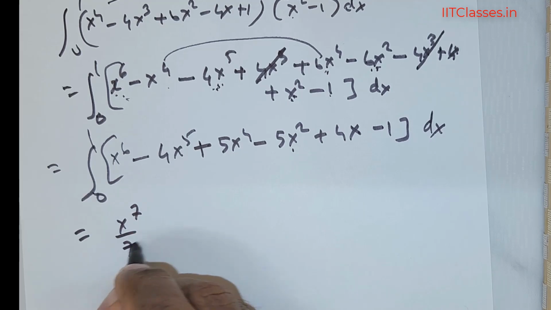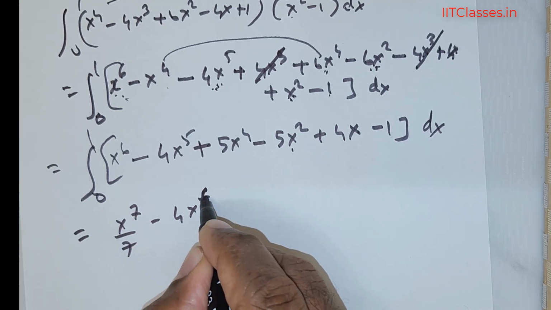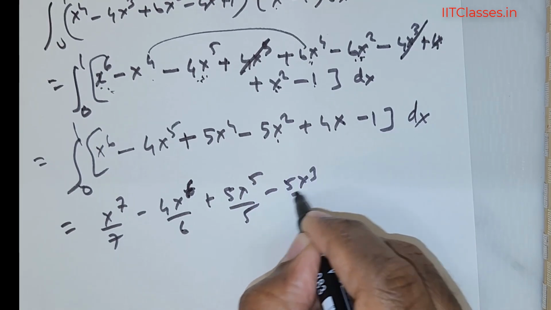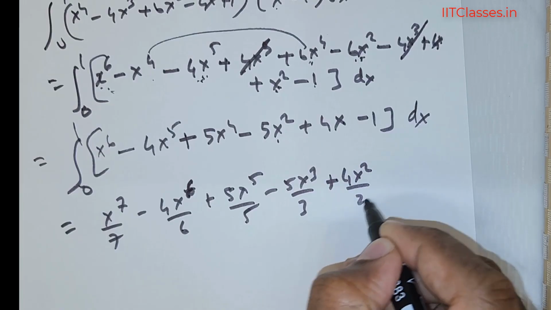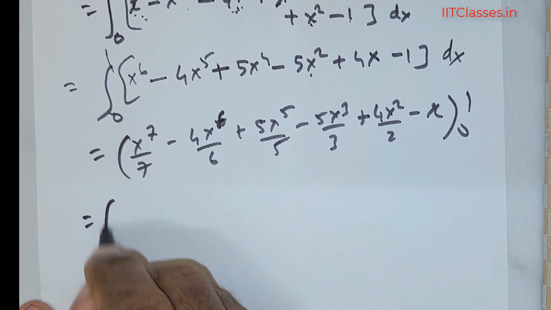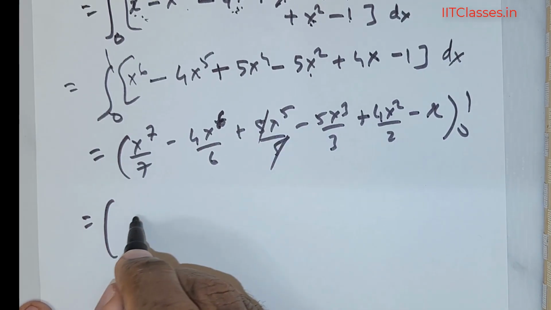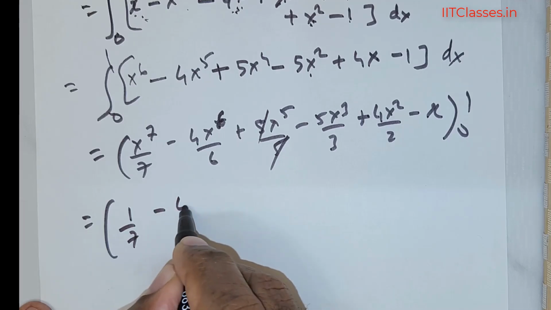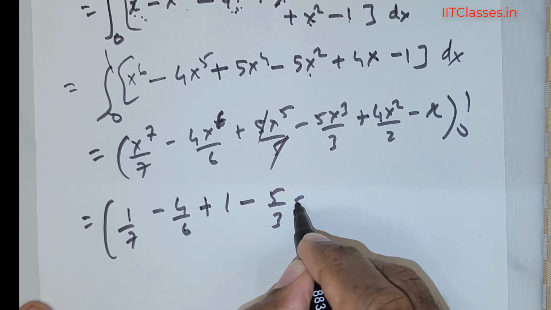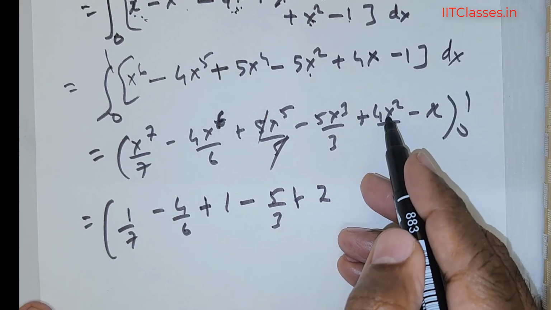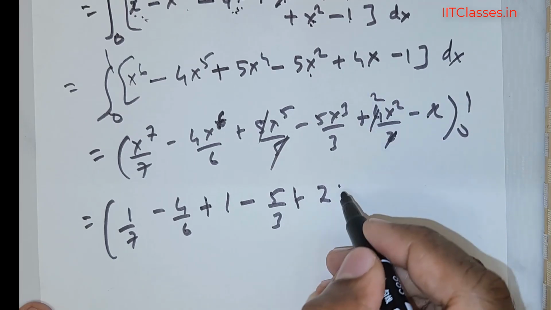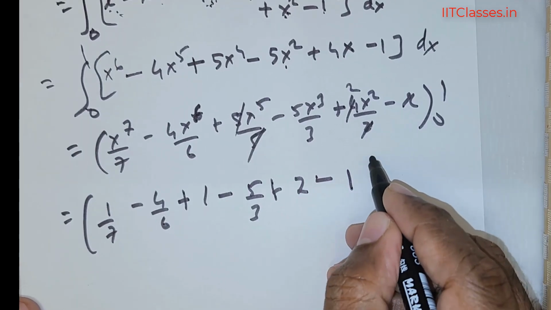So this is x^7/7, x^6/6, x^5/5, x^3/3, 4x^2/2, negative x, limits are 0 to 1. I substitute the upper limit, 5 and 5 can be cancelled. It's going to be 1/7, 4/6 + 1, negative 5/3, positive 2, right? 2 divides here 2 times and just 2, then followed by negative 1.